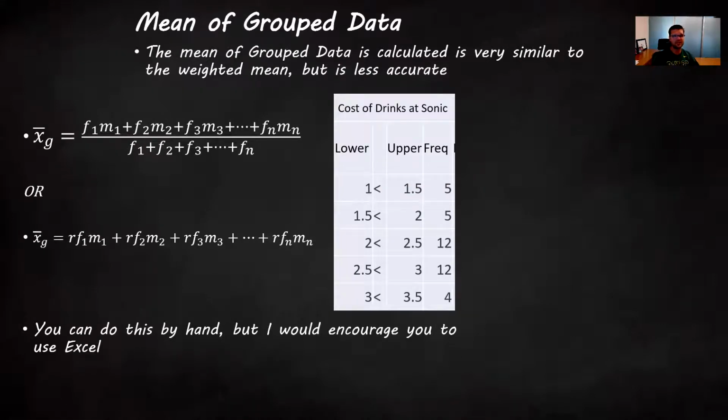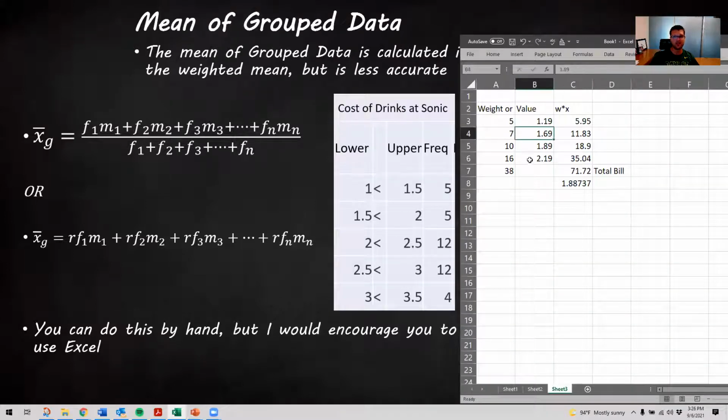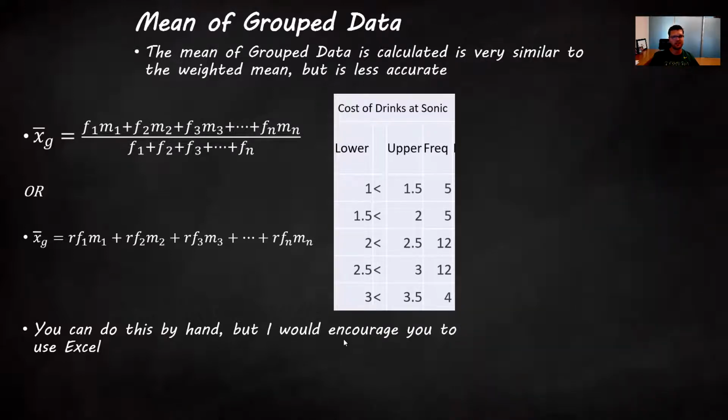The mean of group data is very similar to the weighted mean, but less accurate. And the reason why is because instead of having precise numbers, the weighted mean said, we know that this costs $1.19, this costs $1.69, this costs $1.89, this costs $2.19. We don't have that anymore because I decided to let you guys have add-ins. That's right. You can add lime to your Diet Dr. Pepper. You can have a slushie.